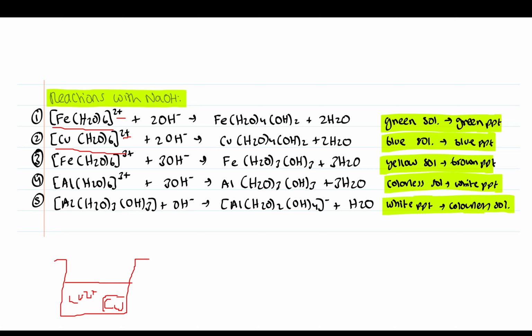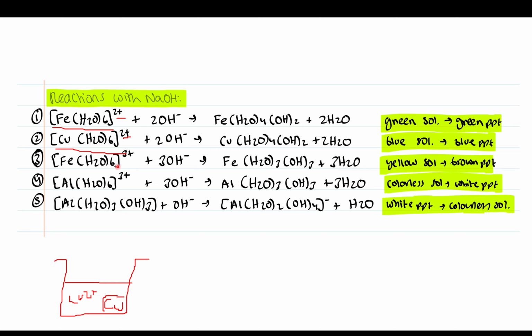So these two are fine, and these form a green and blue precipitate because the molecule doesn't have any charge. That means a precipitate is formed. And then you have Fe(H2O)6 3 plus. These two are the same as well.